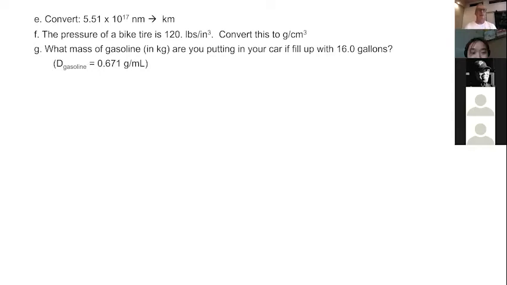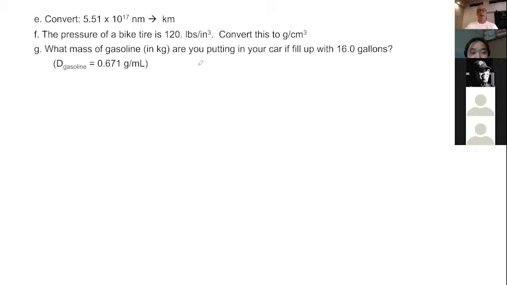Trying to convert the pressure of a bike tire. Has anyone done that one? Or want to give me some hints on how we're going to do it? Gets very quiet.